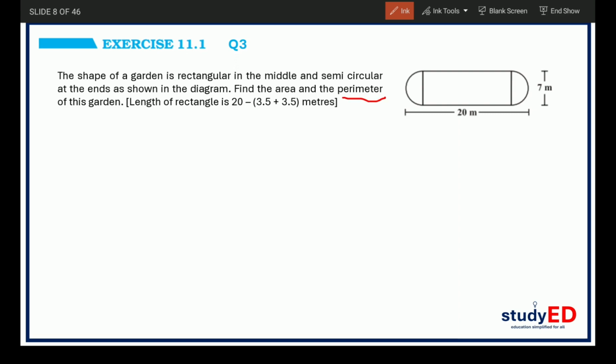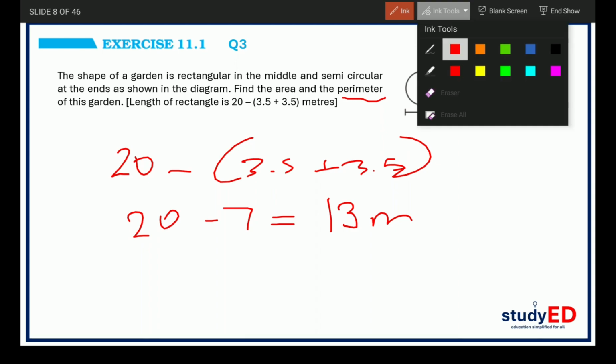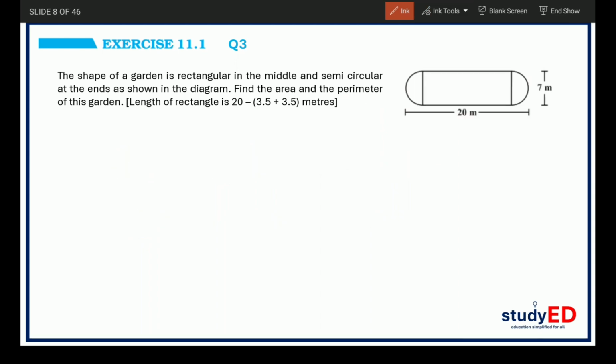Now, as for the perimeter, we can see that the length of the rectangle is given. It's 20 minus 3.5 plus 3.5. 3.5 plus 3.5 is nothing but 7. So 20 minus 7 is equal to 13 meters. Now we can observe that this length is going to be 13 meters. And since it's on the other side also, this side is also going to be 13 meters.